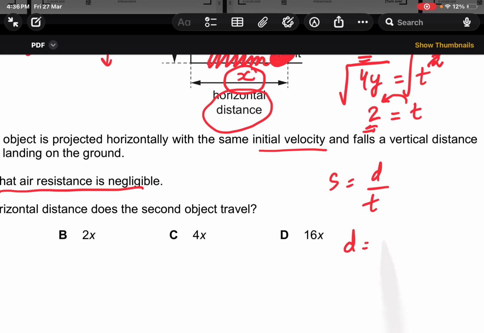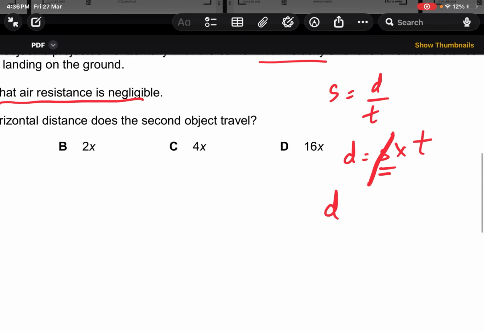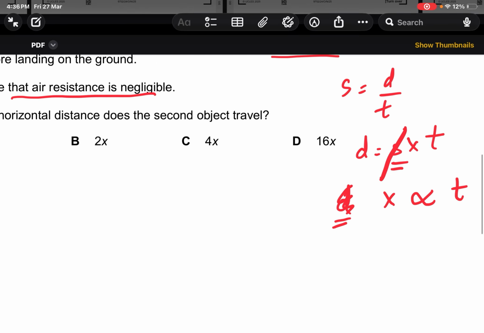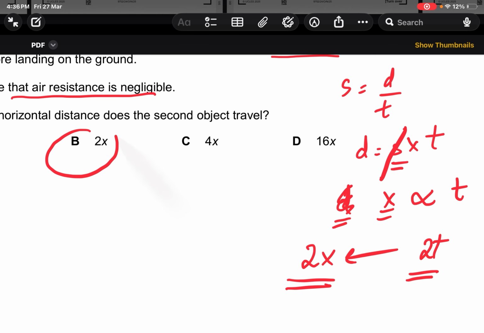Distance equals speed into time. Speed is constant because horizontal speed never changes. If this is constant, we can say distance, which is your x distance, is directly proportional to your time. We saw time over here doubled, so it became 2t. Since time doubled and x is directly proportional, the horizontal distance is also going to double. It's going to become 2x. That's why this option is correct.